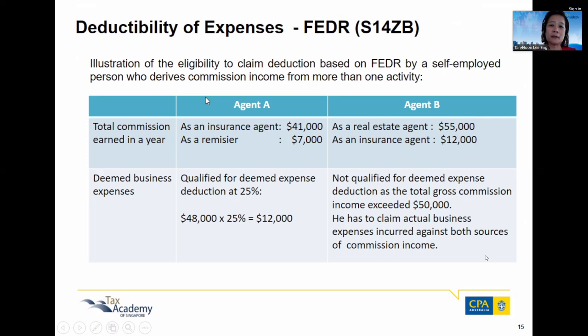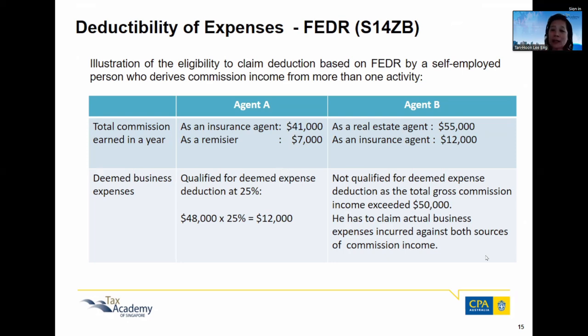Just now we mentioned the commission agent cap of 50,000. This slide will explain what we mean by the 50,000 cap on the income. You see agent A and agent B. Agent A is an insurance agent as well as a remisier. So his total commission for that year is 41,000 plus 7,000, so it's 48,000.